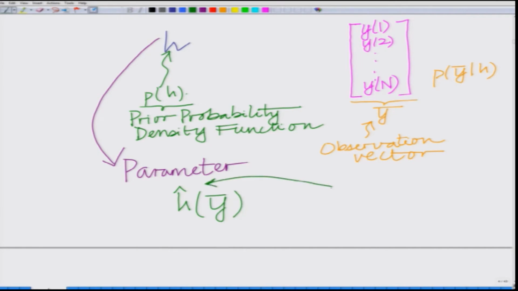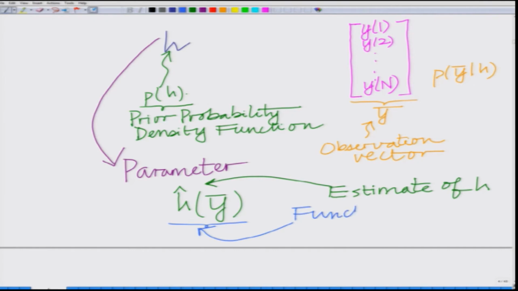So, h hat is the estimate of the parameter h, and it is important to realize, although it is a simple point, that h hat is a function of the observation vector y bar.